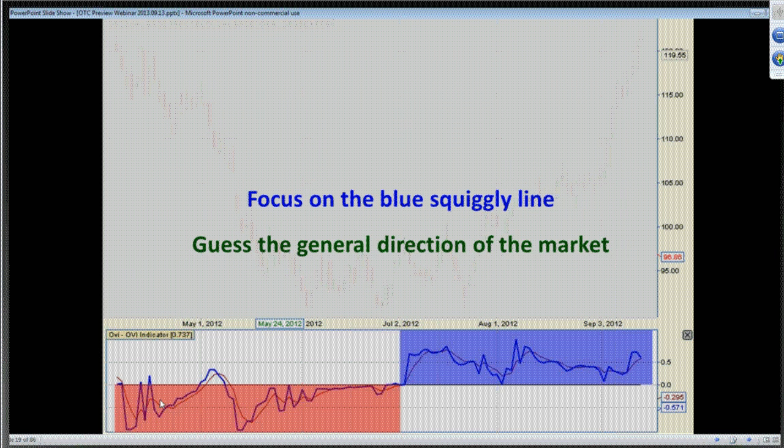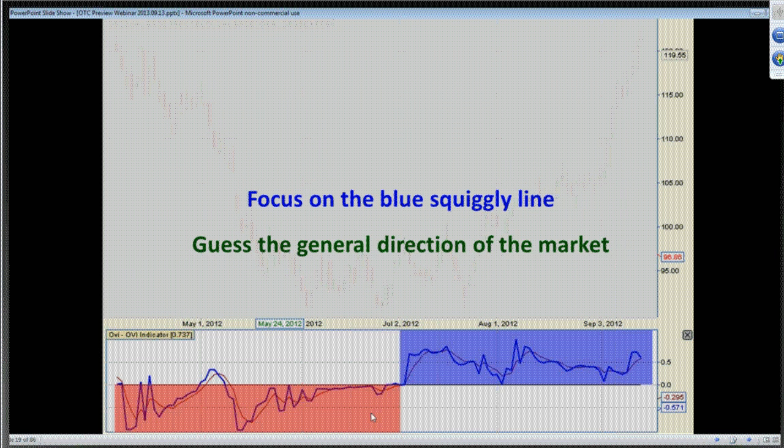But what I've done is I've taken that data and I've created just a single line from it. And that line goes from a minimum of -1 up to a maximum of +1. When it's in the positive territory and hanging around in that positive area, then we might be looking at something that could be bullish. If it's in the negative area and hanging around that negative area, then we might be looking at something that could be bearish.